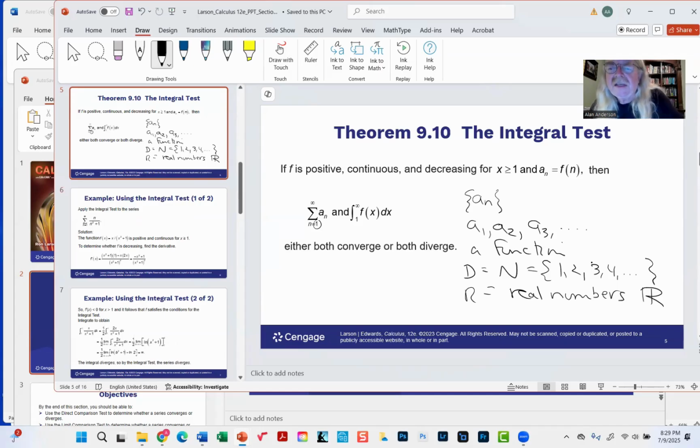So what they're saying here is that, assuming that's the case, each of these terms is actually f of n. In other words, this does indeed represent a function. Then these two either both converge or they both diverge, because remember, an integral is nothing but an infinite sum. So these two things really represent the same result. You're still adding up an infinite number of terms.